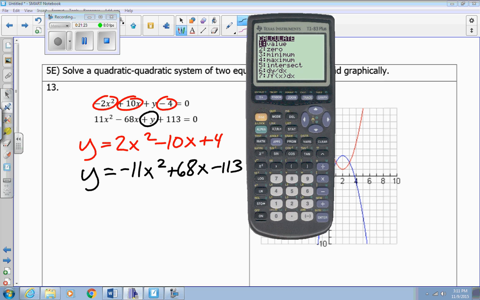If I do this again, go down to intersect number 5, first curve enter, second curve enter. I want to move the tracer a little bit over to the right. If I hit enter here, I'm on the other side of the intersection. If it tells me a different number, then I know there's more than one intersection. So 3, again, is really, really close. 2.99999, that's 3. And -8.000001, that's -8. So 3, -8. That is our one intersection here.